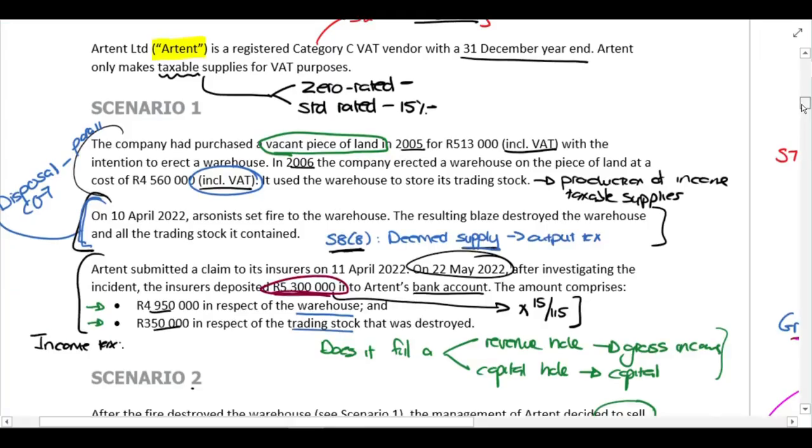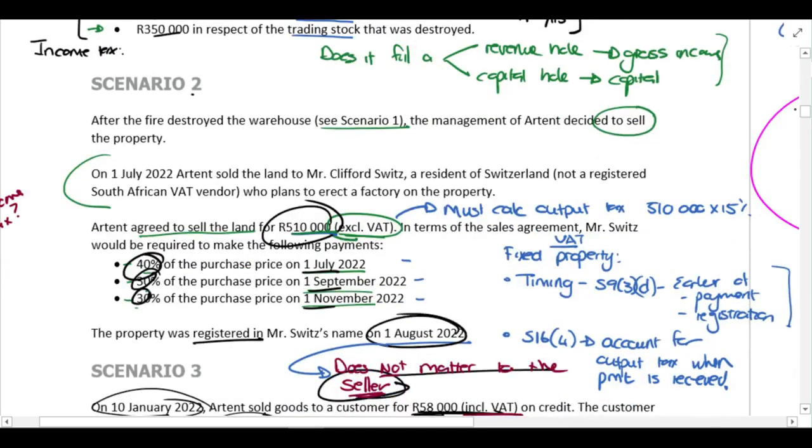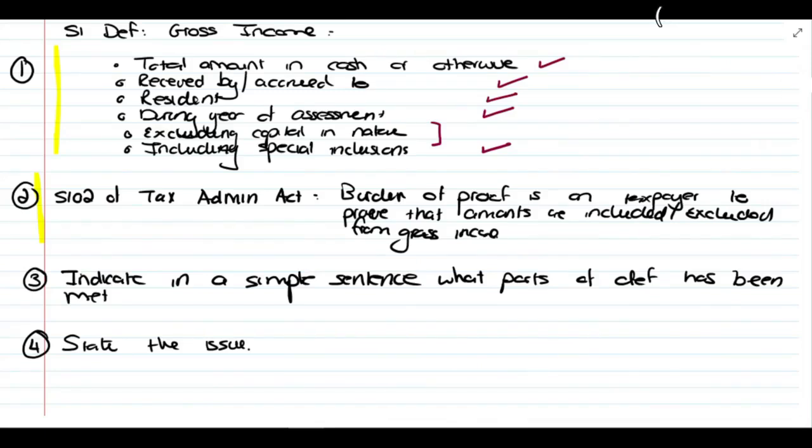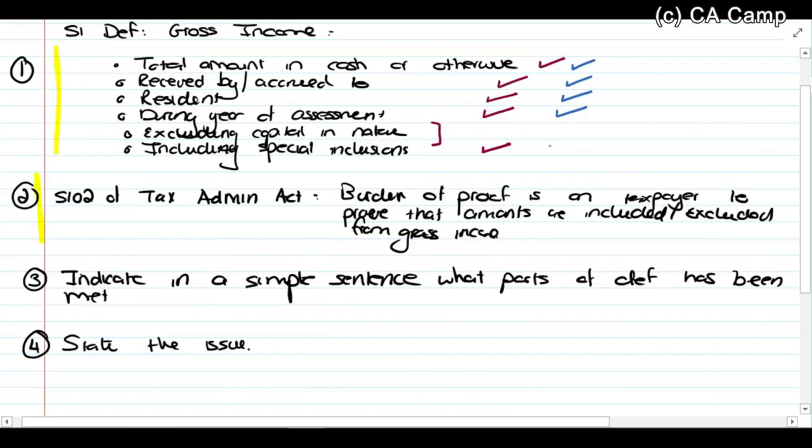Let's quickly go and look at the second one. Same with the second one. We sell this property for 510,000 rands. So we received a total amount in cash or otherwise. We're a resident. It was during the year of assessment. It's not a special inclusion. So again, the issue is: is it capital or not?